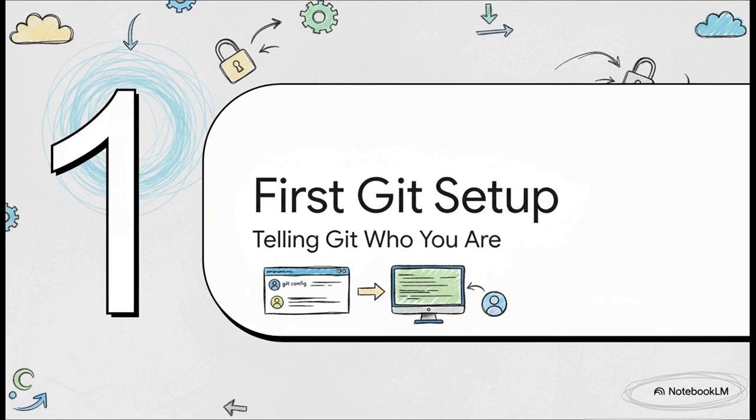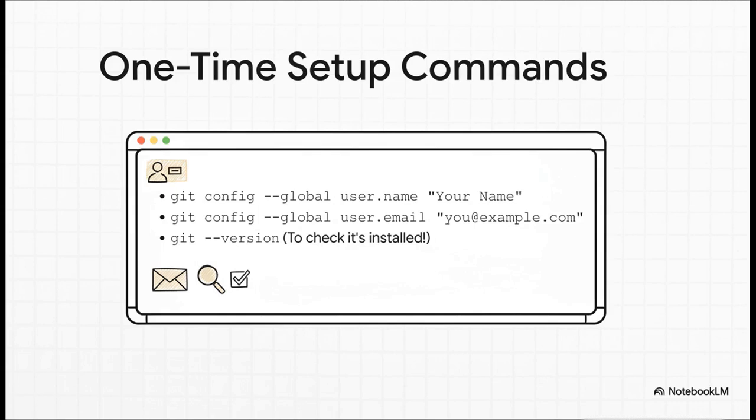Okay, first things first. Before we can start doing anything, we have to do a super quick one-time introduction. You basically just need to tell Git who you are, so it can stamp your name on all the awesome work you're about to do. All it takes are these two little commands. You just tell Git your name and your email. That --global part just means you only have to do this once on your computer, and you're set for every single project from here on out. And hey, you can always type git --version just to double check that everything's installed and ready to roll.